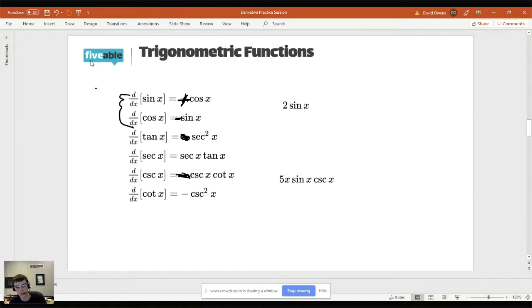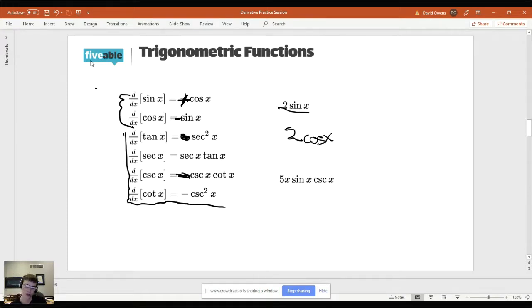So the really cool thing is these are the only ones you really need to know. Using rules that we'll learn later today, we can derive these four. So let's look at some examples briefly. So 2 times sine x, that 2, once again, just stays as a constant out front there. So it just becomes 2 times the derivative of sine x, which is cosine x.